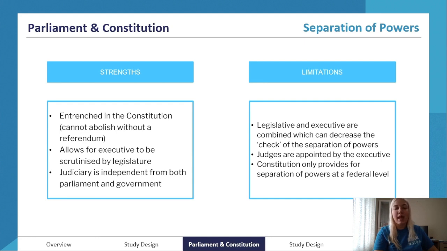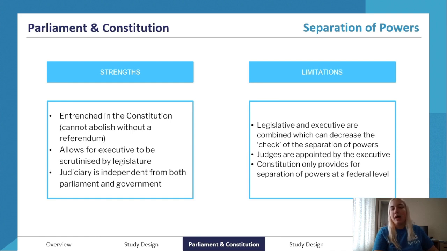And it allows for executive to be scrutinized by legislature. So this means that the representatives of executive powers, the ministers, can be scrutinized or criticized or changed by the members of parliament, which are representatives of our legislative powers. And another strength is that the judiciary powers, the judges, are independent from both parliament and government, which is very, very important. Now, limitations or weaknesses. We said the legislative and executive overlap. They're both members of parliament. This obviously decreases the check of the separation of powers and means that some corruption can be present.